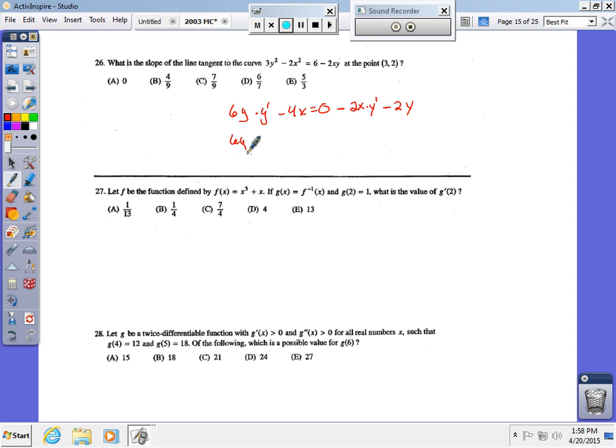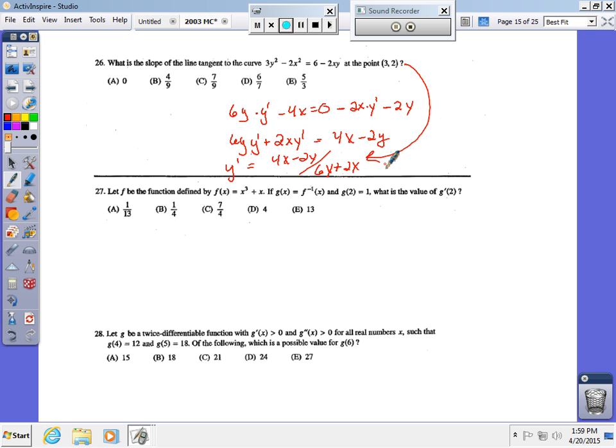So this is 6y y prime minus, or excuse me, plus 2x y prime equals 4x minus 2y. Just collecting the y primes on one side. Y prime equals 4x minus 2y divided by 6y plus 2x. And I'm going to plug in the point 2 comma 3 into there.